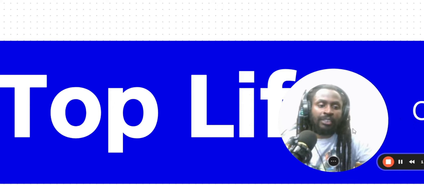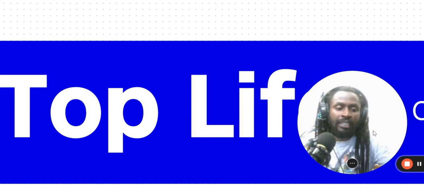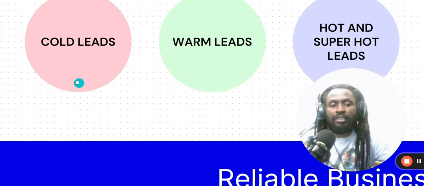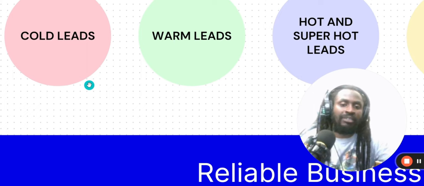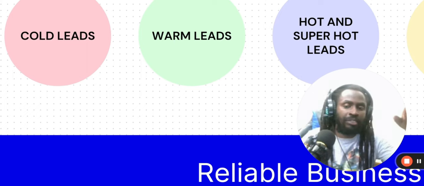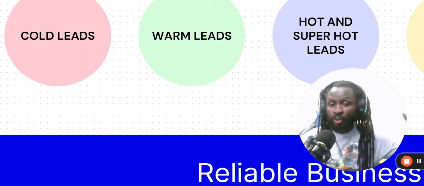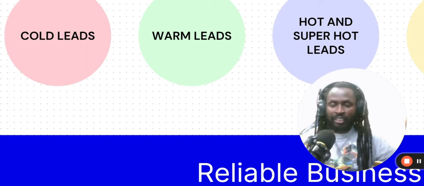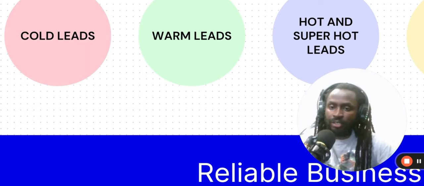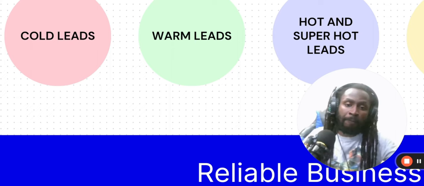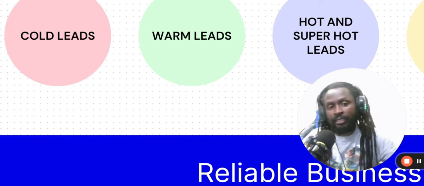There are so many types of leads, but they always have to be divided into three categories. This is the temperature of the leads, as I was saying earlier. Cold means it's just cold, imagine strangers. Then warm leads, and then hot and super hot leads.